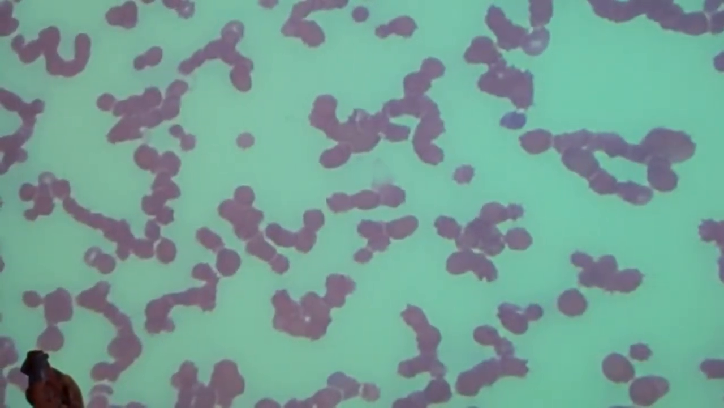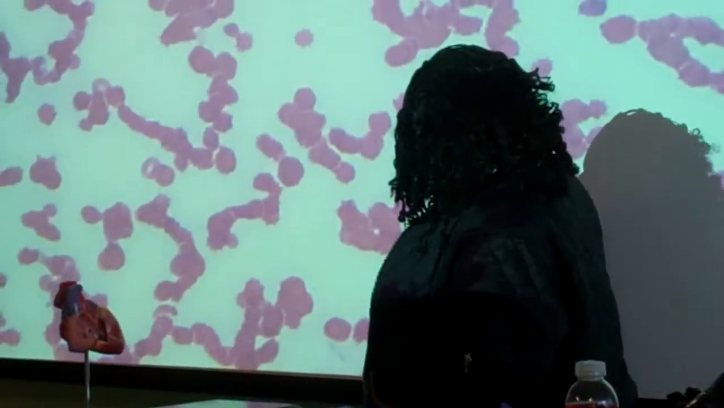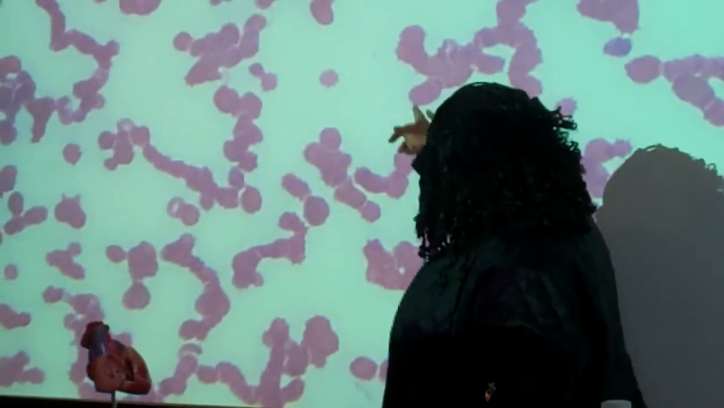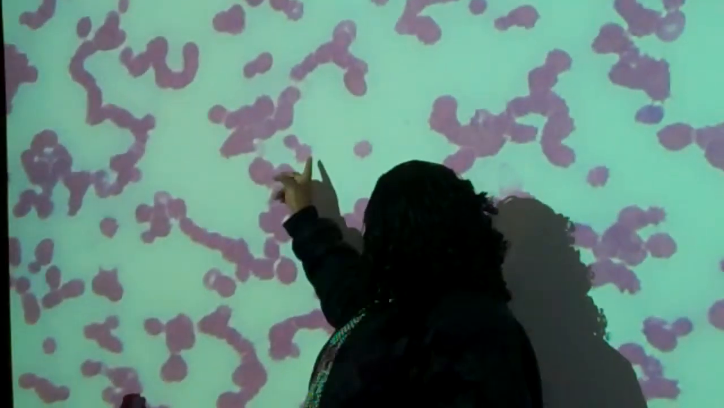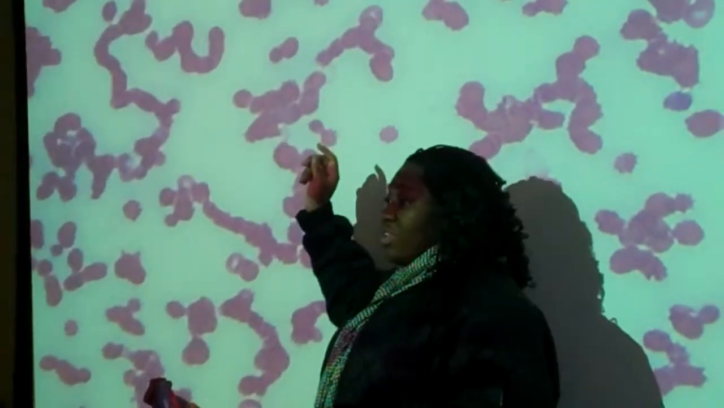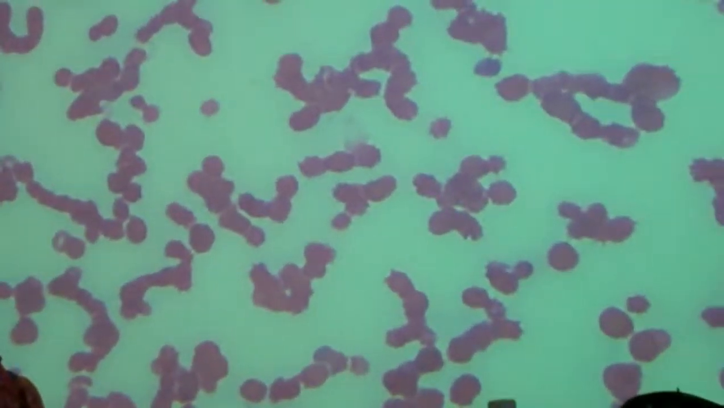Do you see the spikes? If you look at the border of the red blood cells, you see the spikes that are coming off of it. All these spikes. So when you're looking at a red blood cell with these protrusions coming out of it, that is what? That's the Burr cell or uremia disease. All right.